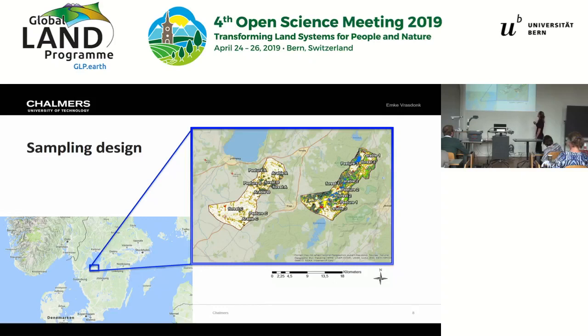It's a very diverse area characterized by very small land use patches, a lot of semi-natural pastures. On the left side, Skåra, the plains, much more production area, large-scale agriculture. And then we took samples in agricultural fields, forestry patches, and pasture patches.